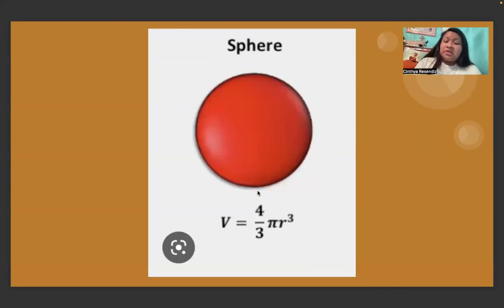The last shape we have been learning about is the sphere. We usually see spheres in the real world: soccer balls, basketballs, any type of ball. The formula to find the volume of a sphere is 4/3 pi radius cubed. All we need to know to find the volume is the radius, which is half the diameter.